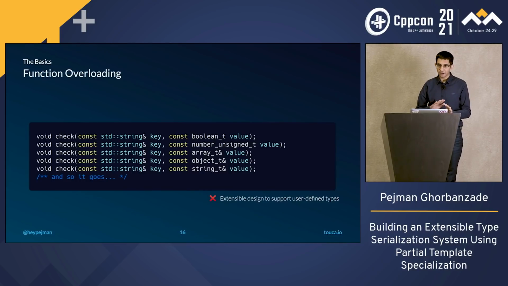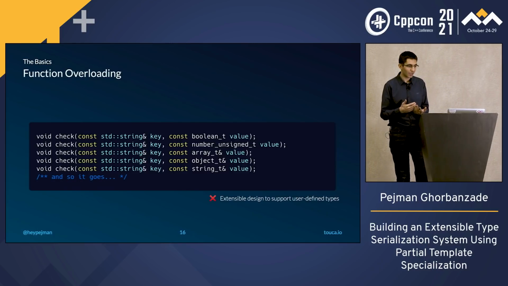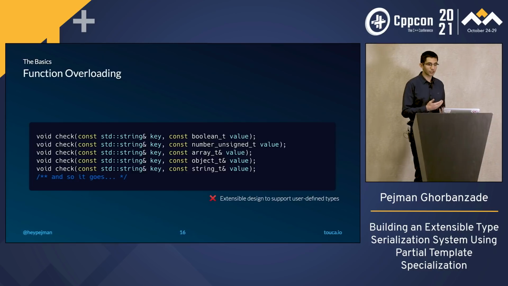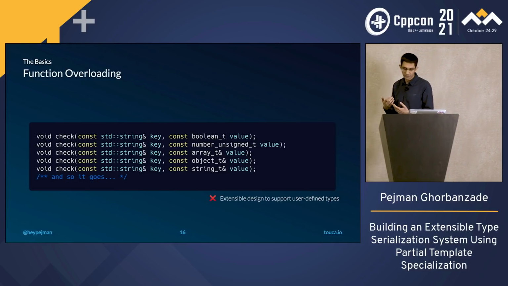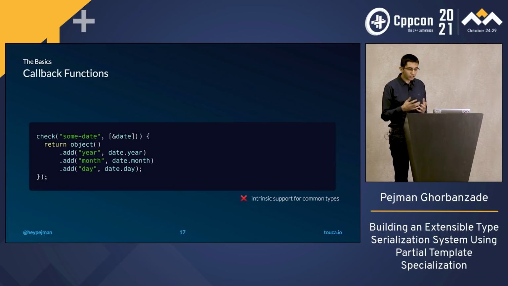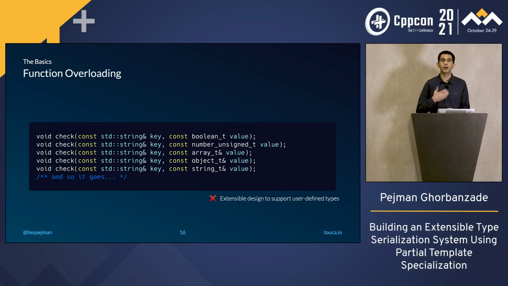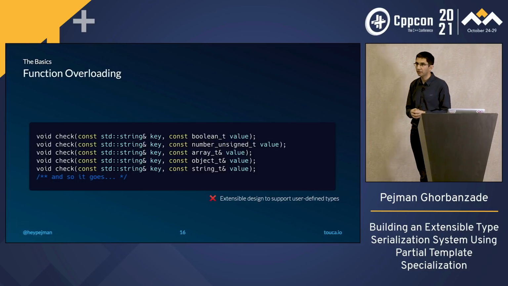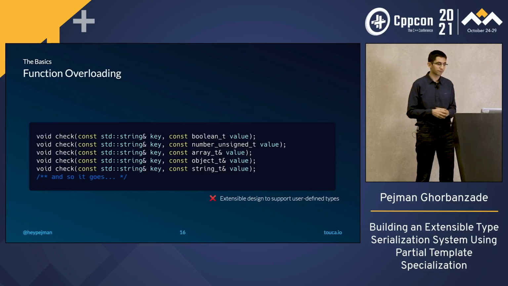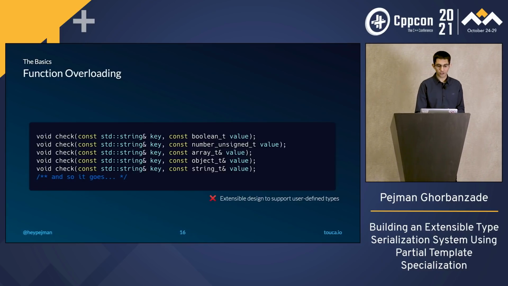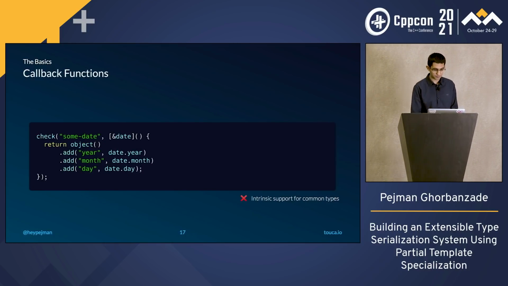Now, let's start with a very basic technique to extend the functionality of a given library. We all know function overloading. Function overloading enables us to define a separate handling for specific data types. Now, function overloading is great, but for our case, where we want someone to pass us a vector of dates and not worry about how it should be handled, it would be a problem because then we need a separate overload for a vector of date. We're going to come back to function overloading, but right now we are sure that we cannot just use function overloading for our case.